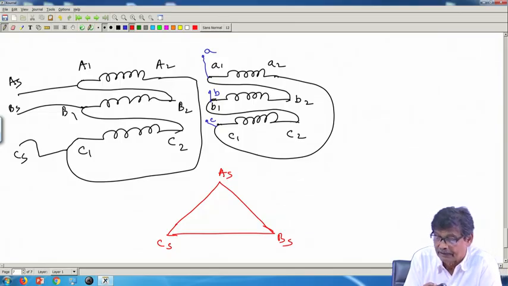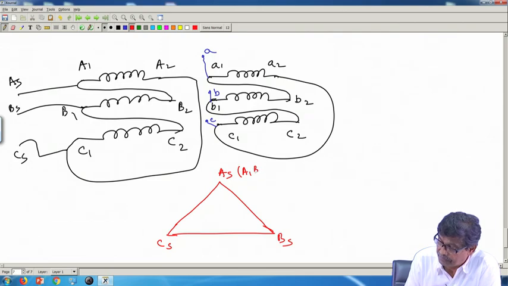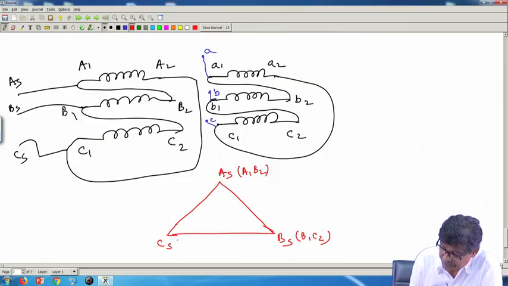What is AS? A1, B2. We have done it, A1, B2. What is BS? B1, C2. And what is CS? CS is C1, A2. C1, A2, like that.